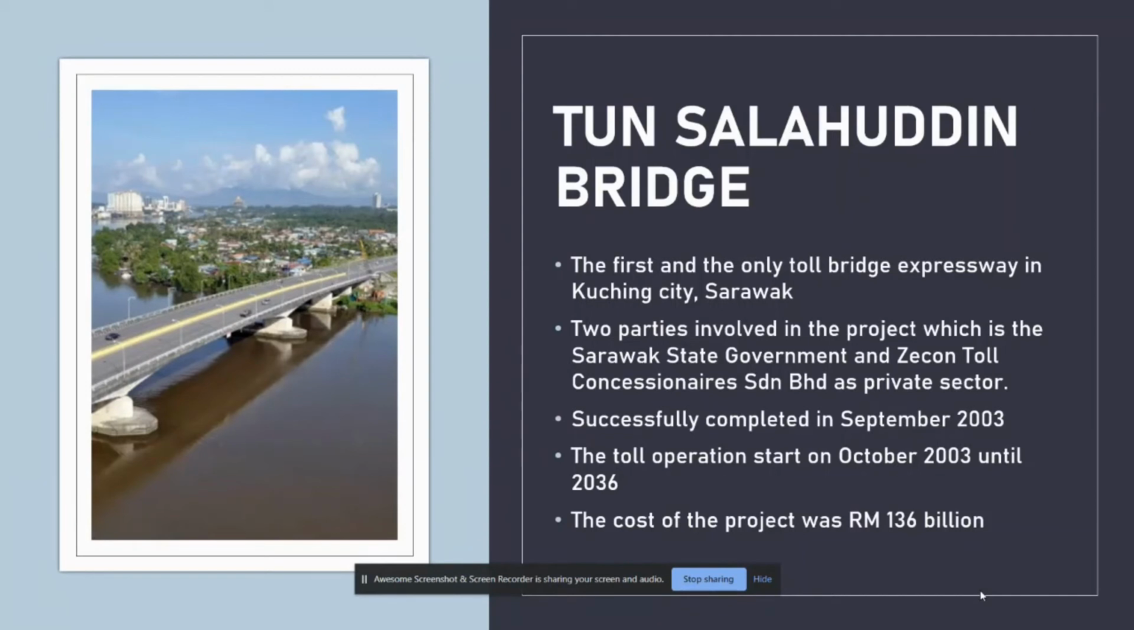The Zikon Toll Concessionaires is actually the private sector. The bridge project was completed in September 2003, and the toll operation started in October 2003 until 2036. So the total cost of the project was 136 billion.